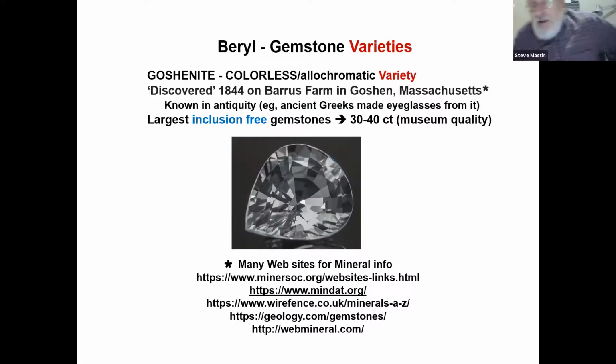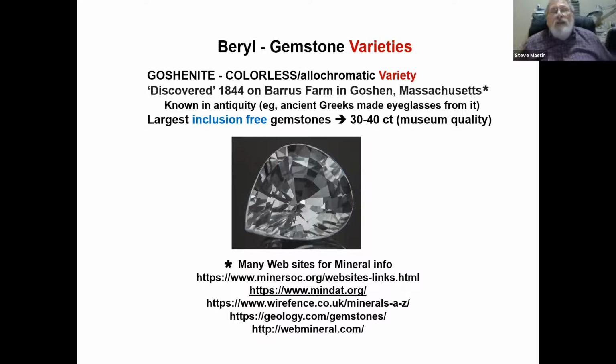So now let's talk about gem varieties of beryl. And just like the other minerals, it has a colorless form that's called goshenite. And because none of the atoms in the beryl itself absorb light, it's colorless. And the good stuff really is beautifully colorless. It was discovered supposedly in 1844 on a farm in Massachusetts, and that's where it gets its name.